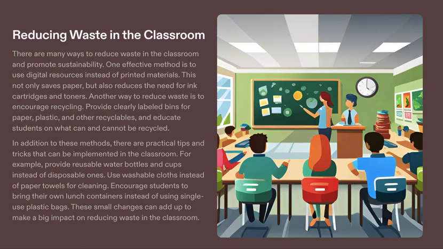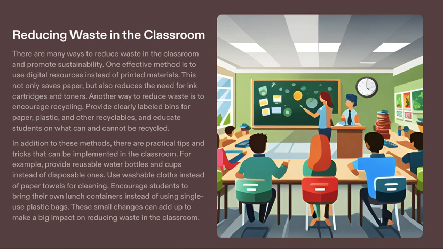Reducing waste in the classroom. There are many ways to reduce the waste in the classroom and promote sustainability. One effective method is to use digital resources instead of printed materials. This not only saves paper but also reduces the need for the ink cartridges and toners. Another way to reduce waste is to encourage recycling, provide clearly labeled bins for paper, plastic, and other recyclables, and educate students on what can and cannot be recycled.